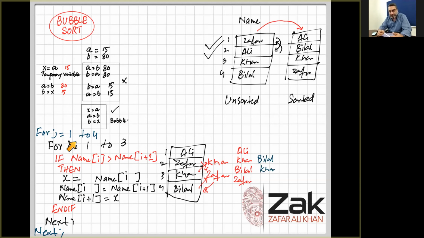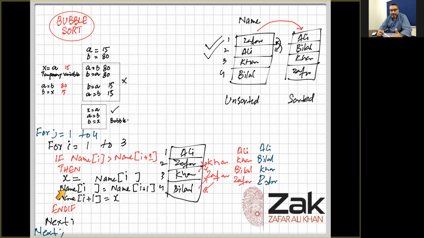Now this is the third iteration. If name 3 is greater than name 4, if Khan is greater than Zafar, no, it is not. So only one exchange has happened. This inside loop is now finished. So this is the current condition: Ali, Bilal, Khan, and Zafar. This has now been sorted, but the outside loop would go for another time, because we have written this program so that this will happen as many times as the number of elements here.